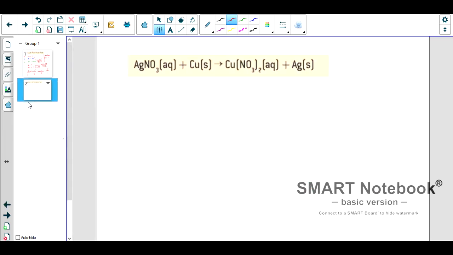For practice, let's use another question. Do the same thing. Put here an A, put here a B, put here a C, and put here a D. Okay, now try to balance it. First step is what? What is the first step?